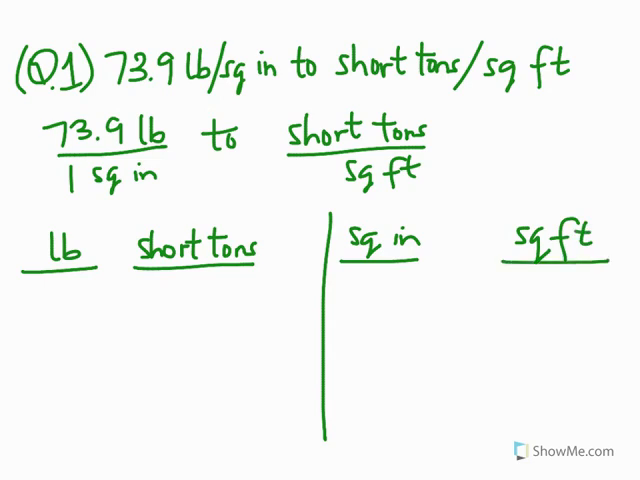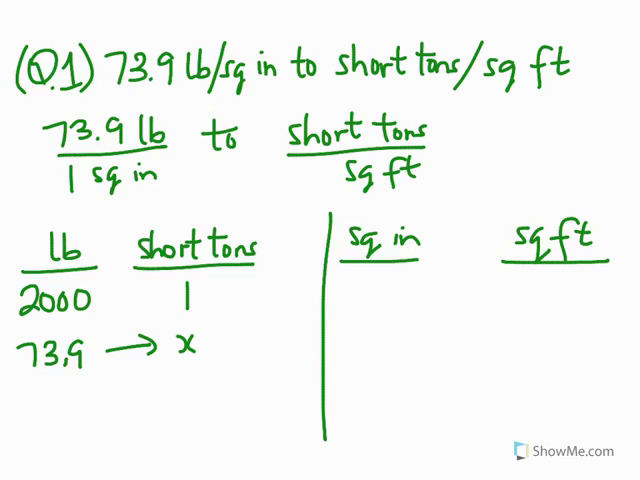Okay? So, the first line, I will look at their conversion. I see that 2,000 pounds is equivalent to 1 short ton. So I put 2,000 here, and I put 1. Then 73.9 pounds will now be how many? I don't need to write pounds again. Will now be how many? I mean, X.